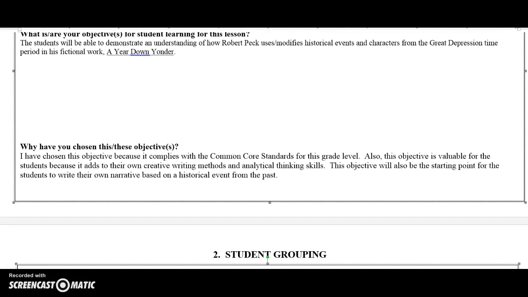I've chosen this objective because it complies with the Common Core standards for this grade level. Also, this objective is valuable for the students because it adds to their own creative writing methods and analytical thinking skills. This objective will also be the starting point for the students to write their own narrative based on a historical event from the past.